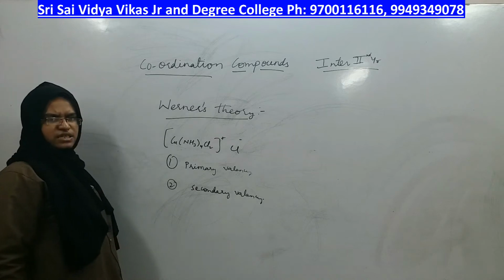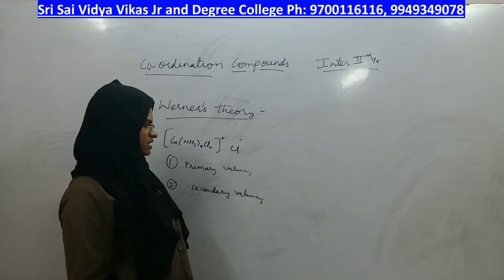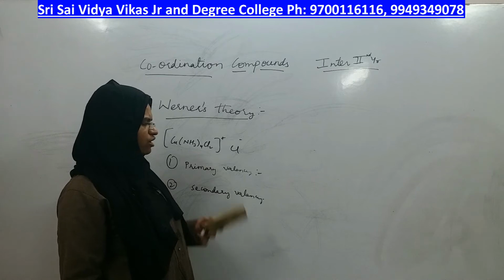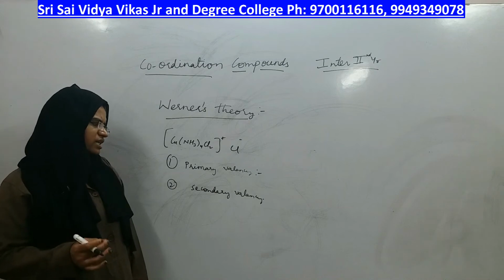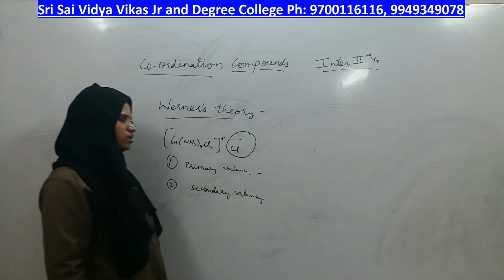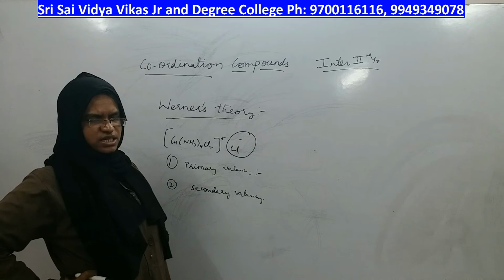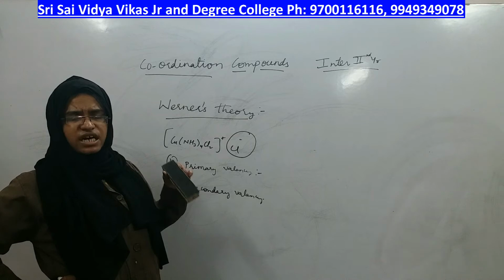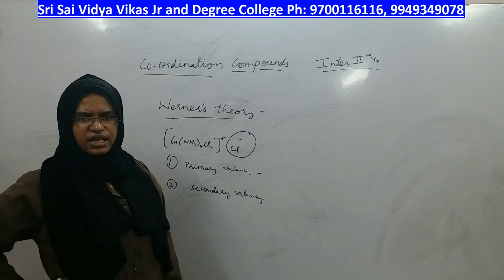The second type of valency is called secondary valency, right? Primary valency means the normal ion which can be dissociated in water. That is nothing but primary valency. How many ions come out in water upon dilution is called primary valency. In other words, you can also call it the number of negatively charged ions present outside the coordination sphere.